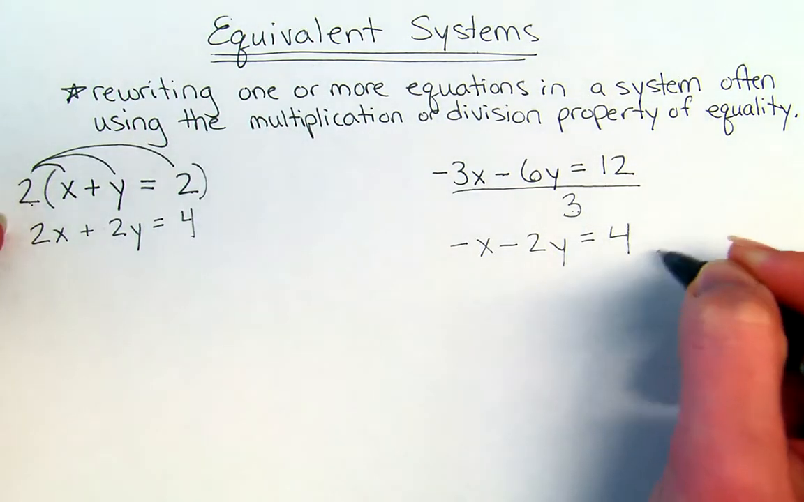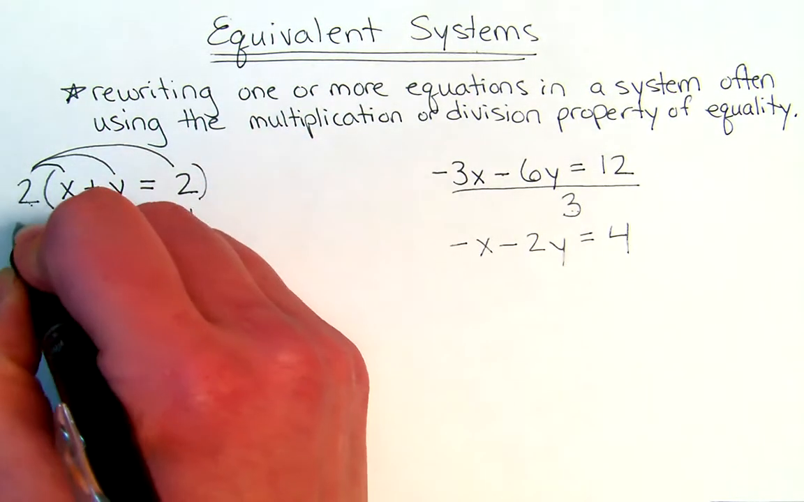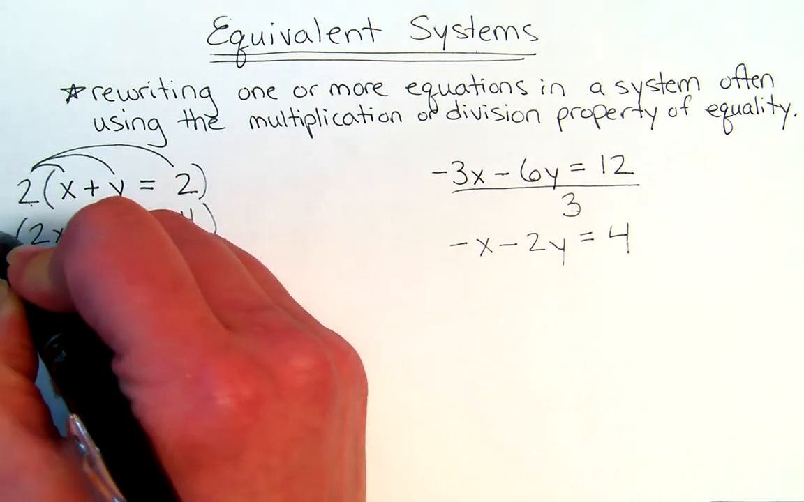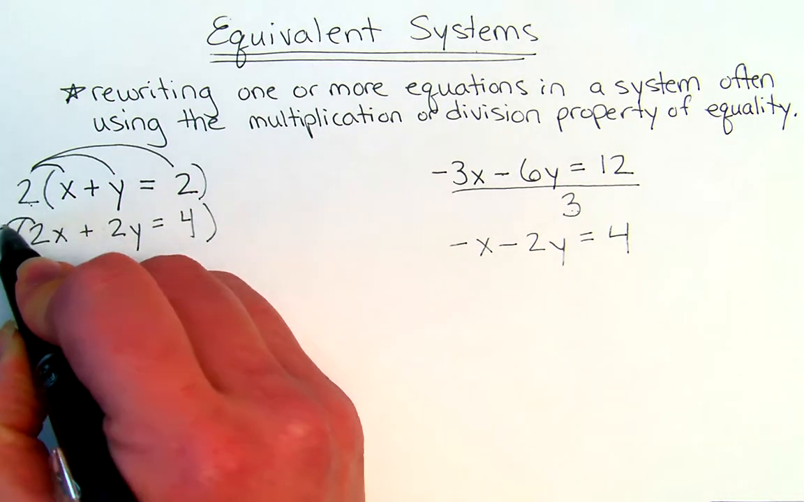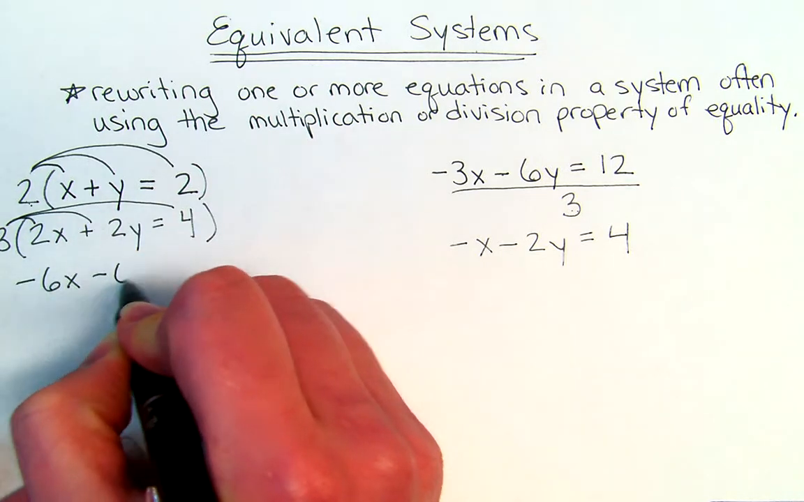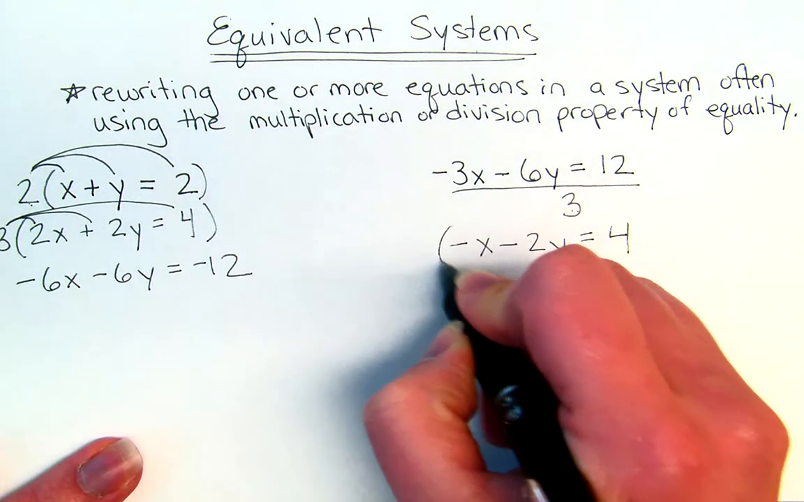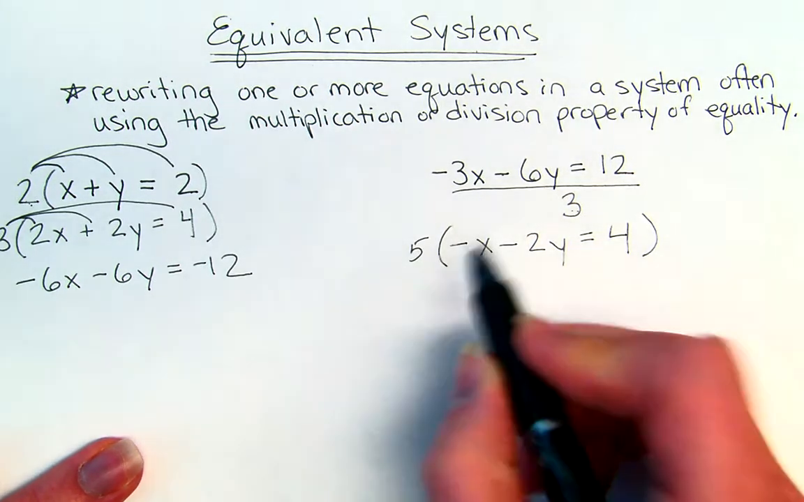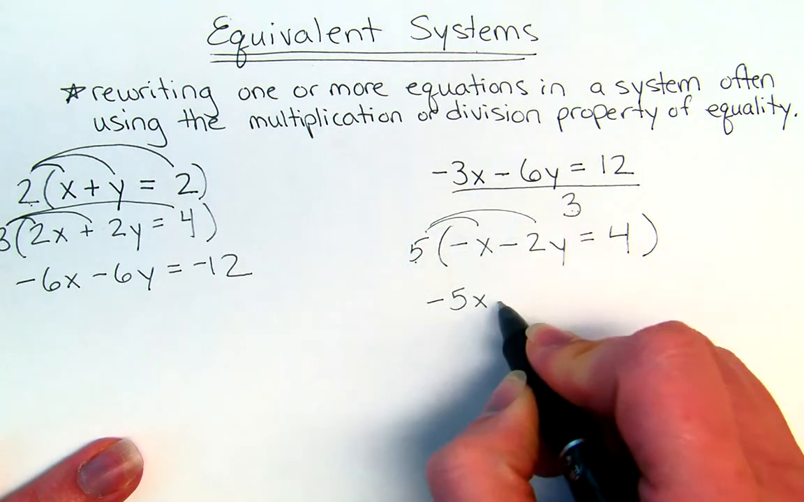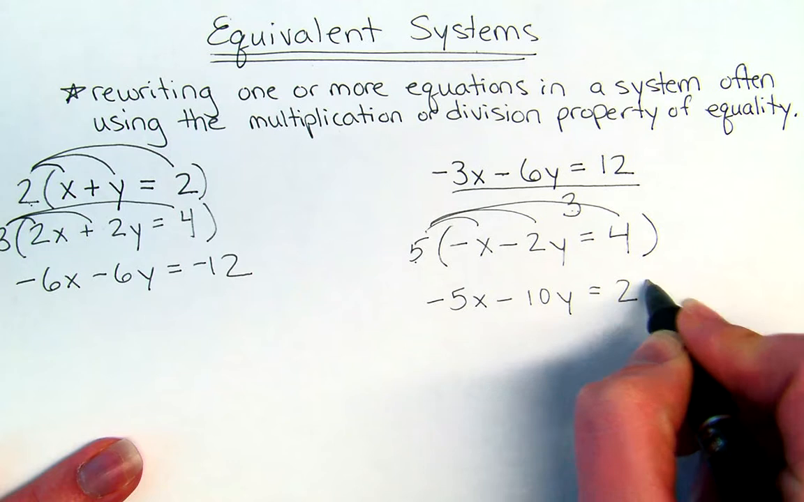So using these two examples, let's do another step just to show you what that's like. So let's also multiply the left equation by negative 3. Okay, so when I multiply, again, I'm going to multiply to everyone to get negative 6x minus 6y equals negative 12. And on the right side, let's multiply this by 5. And 5 times negative x is negative 5x. 5 times negative 2y is negative 10y. And then 5 times 4 is 20.